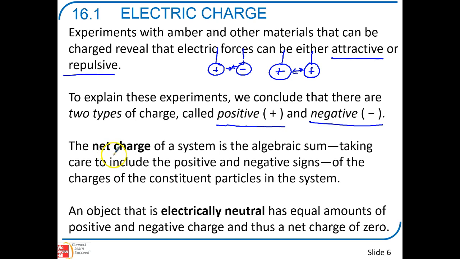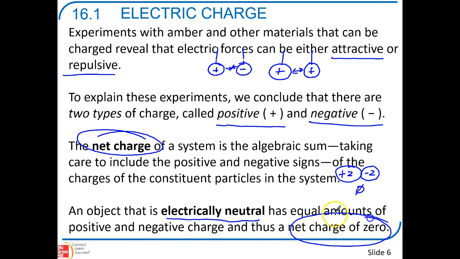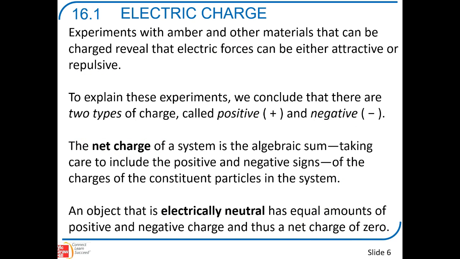The net charge on a system is basically just the algebraic sum. So we're looking at the positive and the negative signs, and we try to figure out what the net charge of that system is. For example, if I had a positive 2 sphere touching a sphere with a negative 2 charge, then my net charge here would be 0. So it's basically just adding those together. And that's what we just did here, as explained at the bottom. Things that are electrically neutral have equal amounts of both positive and negative charge, and therefore have a net charge equal to 0.